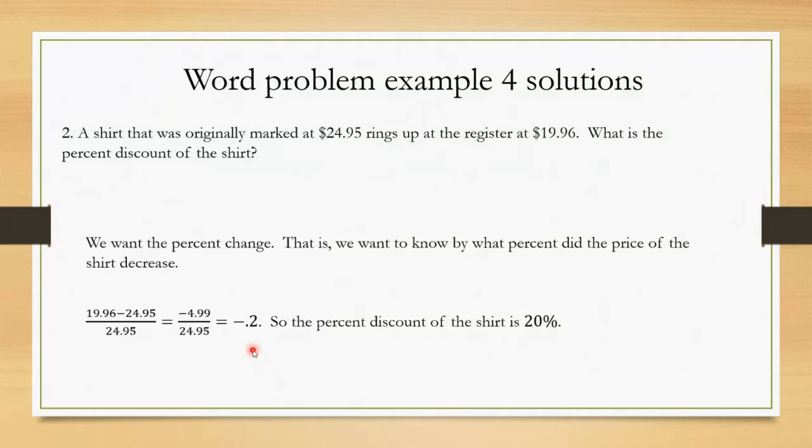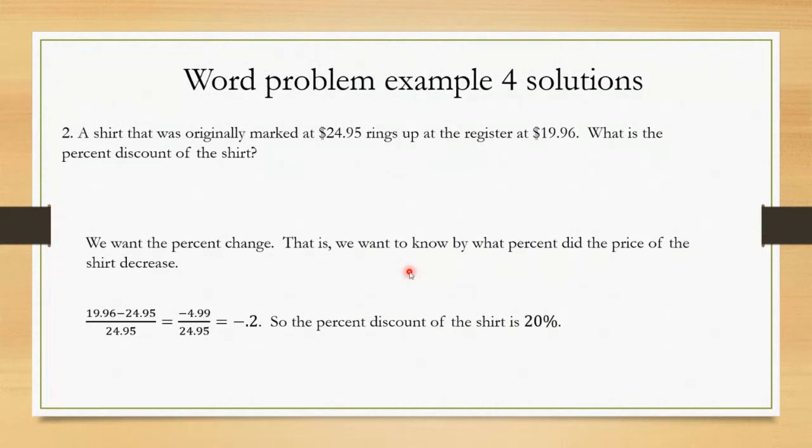Negative 0.2. And of course, when you convert that to a percent, that's negative 20%. That means the percent discount is 20%. It had a 20% discount. Okay, for some reason I thought the calculation was off, but it's right. So my mistake. But again, it's a 20% discount. So that's good.